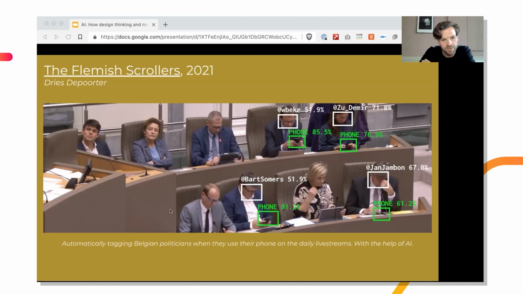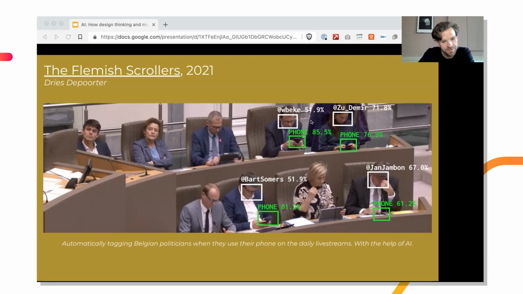So this is where Dries de Poorter used computer vision to automatically tag Belgian politicians when they use their phone on the daily live streams during debates in Parliament. What 2 machine learning applications did he use to make this sort of interactive AI-based installation? It's an open question. So 2 specific subtasks of computer vision, just to get an idea of your knowledge of AI. Put it in the chat if you know the answer.